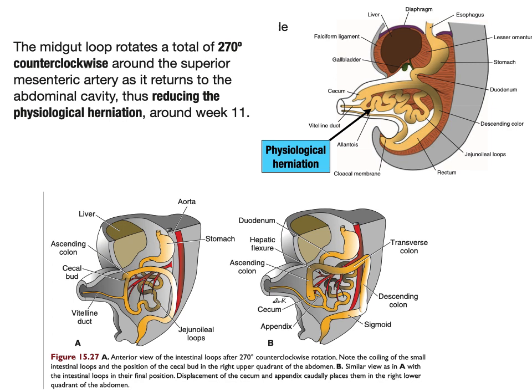In week 10, when the abdominal cavity is big enough for the loop to go back inside the body, the loop rotates a final 180 degrees and moves into the abdominal cavity. Okay, so this happens between week 10 and 11. This rotation is such that the formerly caudal limb ends up framing the developing small intestine loops, which are above and to the right, giving rise to the ascending colon and the right 2/3 of the transverse colon.